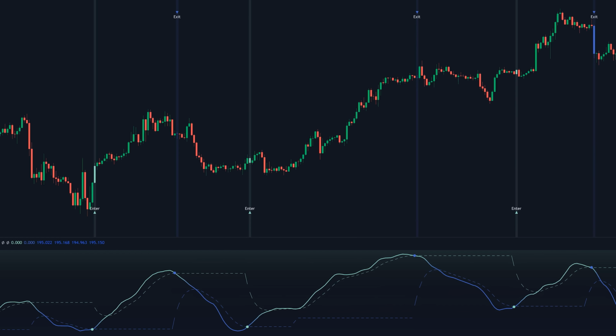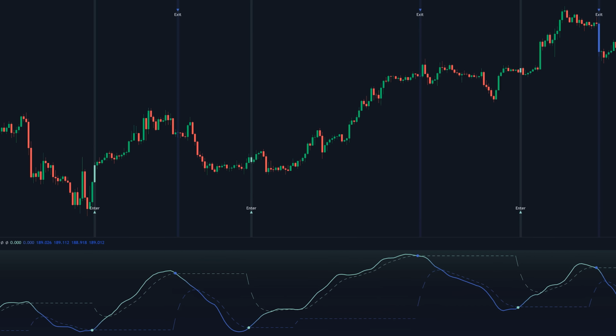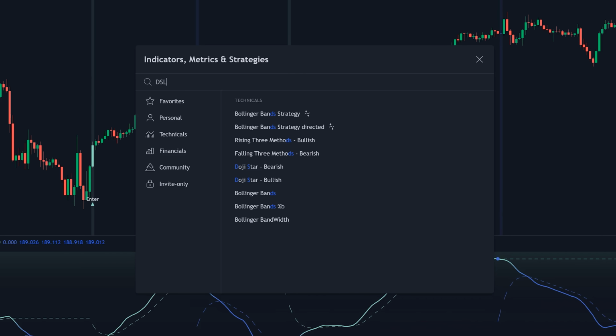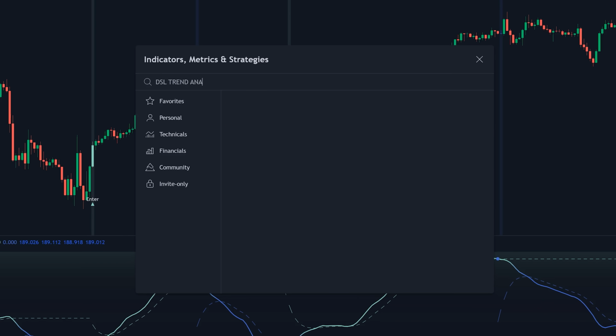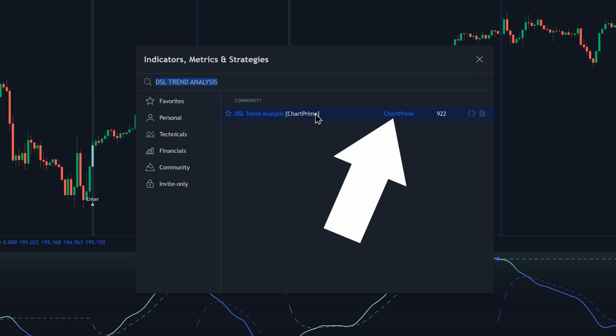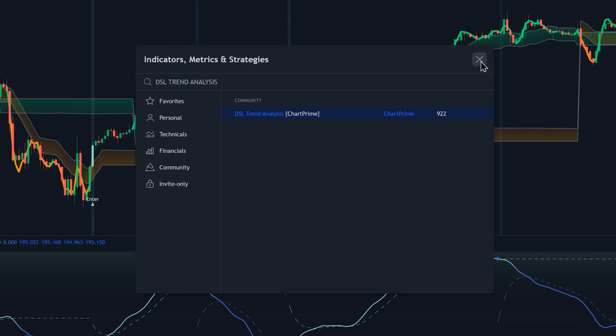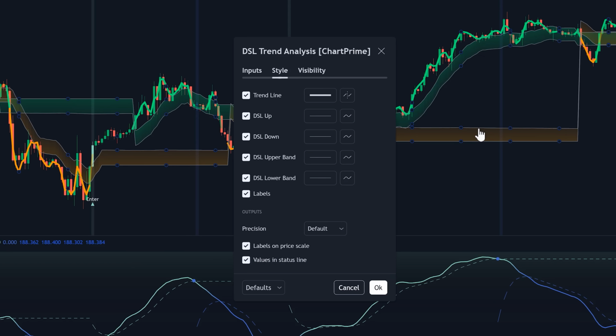But in order to use it within a simple strategy, we need to add another indicator that carries the same name. That indicator is known as DSL trend analysis. So we're going to have the DSL oscillator and the DSL trend analysis. So you want to click on this one created by Chart Prime. After adding it, you want to double click on it so we can change the settings.